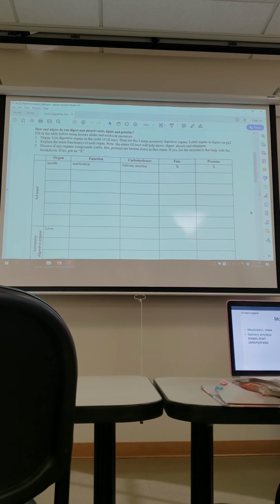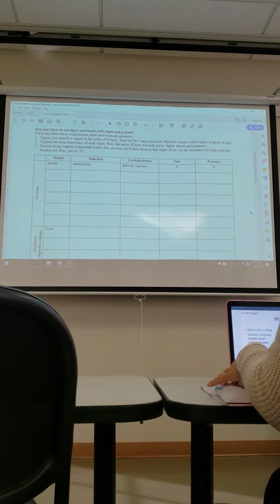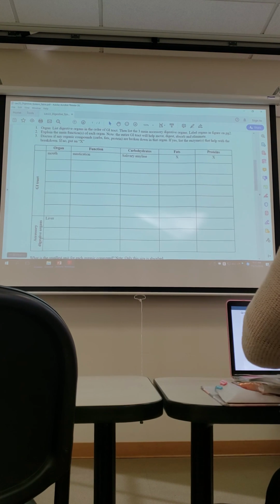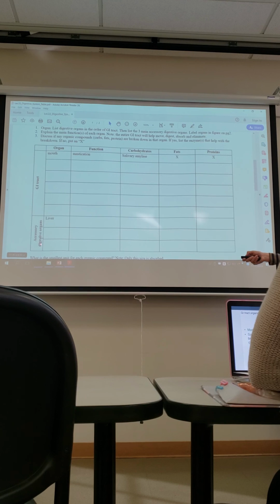So you guys are just going to basically go through each of the organs and figure out again function, what enzymes do I have, and then what category of food it breaks down. Alright, so again, you should be able to grab that from the slides, and then if you need extra help, the textbook is good. Down here, don't forget, we have our accessory digestive organs. So the three I want you guys to focus on are the liver, the gallbladder, and pancreas. So don't worry about the salivary glands because we've already covered that with the mouth. And so again, main functions, and then what enzymes do they release and what do they help us break down.